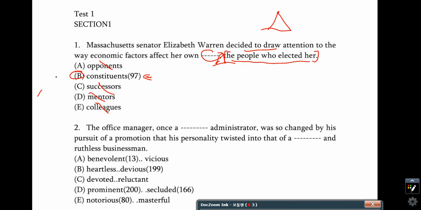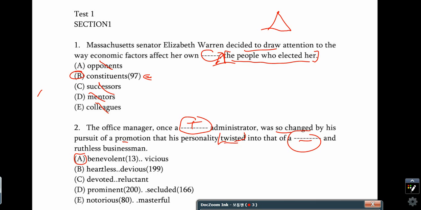The office manager, once a blank administrator, was so changed by his pursuit of a promotion that his personality twisted into that of a blank and ruthless businessman. So ruthless is negative, so he's going to be negative here, and it's going to be twisted into ruthlessness. So it could be positive or negative because twisted means changed, so it's likely to be positive as a contrast. So once benevolent, he was twisted into vicious, and that would be correct, because benevolent means good and vicious means bad. So that's the correct answer.